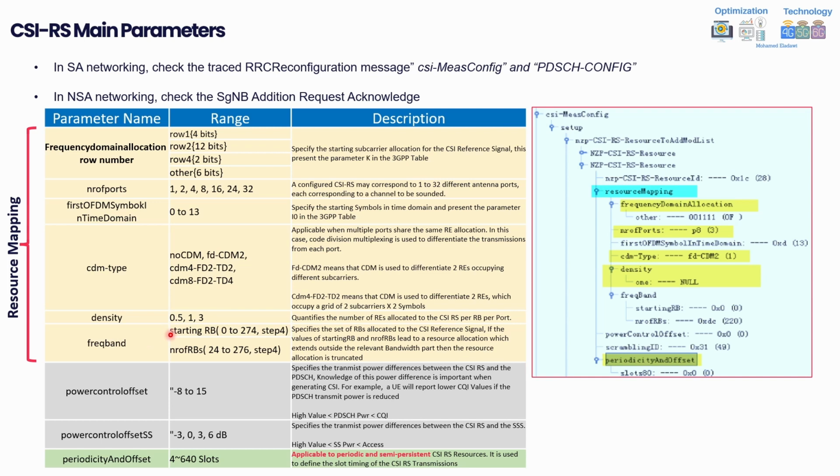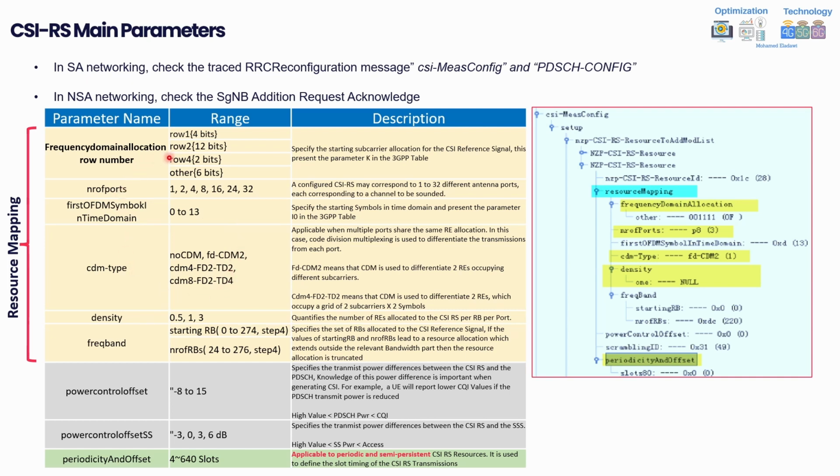Then the frequency band is responsible for highlighting the starting resource block and the number of resource blocks in total, which is being measured during the CSI-RS reporting. And as I mentioned, all these parameters are resource mapping. All of this is pointing to a 3GPP table where the user takes all this information and starts calculating and detecting where the resources are and the exact information about the resource allocation with CSI-RS.